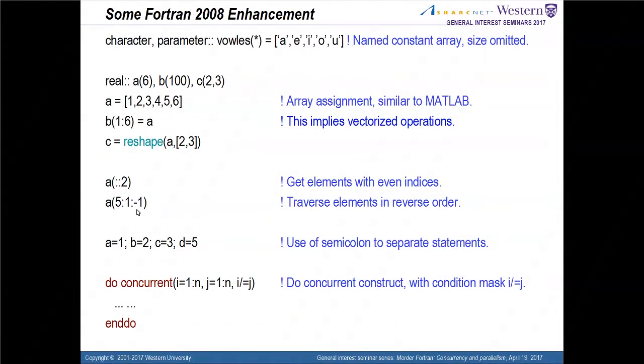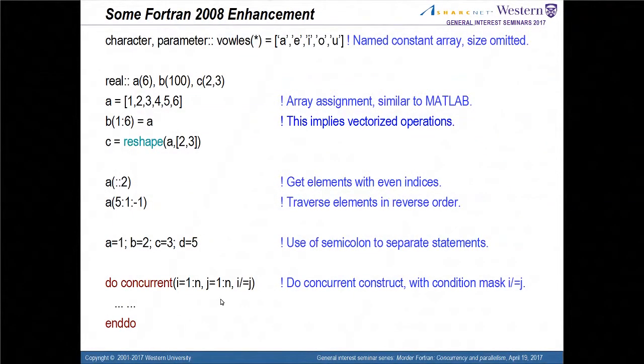And these two statements here tell you that you can traverse the elements in this way. At first, we get elements with the even indices, and next, we traverse the elements in the reverse order from 5 to 1, decrementing by 1. And also the new standard allows you to put a number of short statements together separated by semicolons, which is kind of handy, so you don't have to put them on 4 different lines.